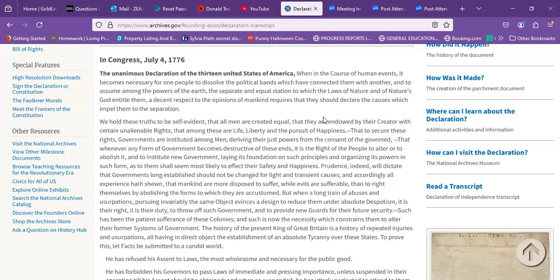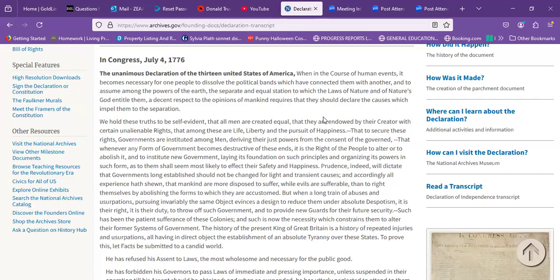So the unanimous declaration of the 13 United States of America: when in the course of human events it becomes necessary for one people to dissolve the political bands which have connected them with another. Now, this is setting up the direction in which the argument will go. This document is about one nation dissolving the political bands connecting it to another, and to assume among the powers of the earth the separate and equal station to which the laws of nature and of nature's God entitle them. So this is about separating from another nation and setting ourselves up as a separate and equal government.